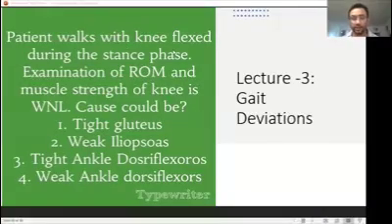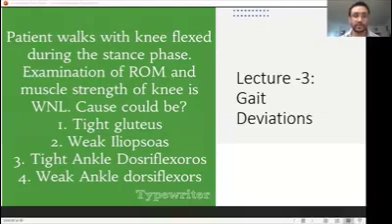So before we go into the options, let's first see what's happening during the gait. Patient comes to you with walking knee flexed during the stance phase. It does not say what's happening during the swing phase. It says stance phase, knees flexed. And we suspected some problem on the knee joint.